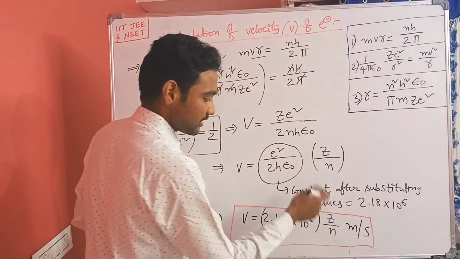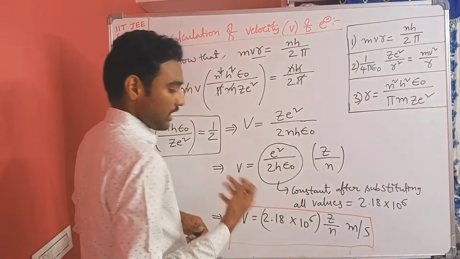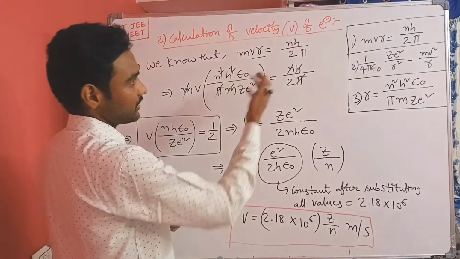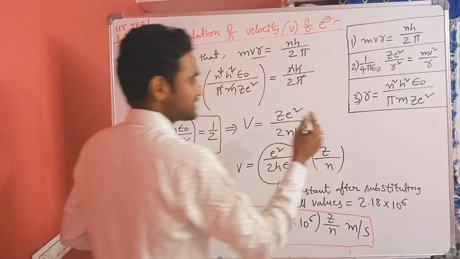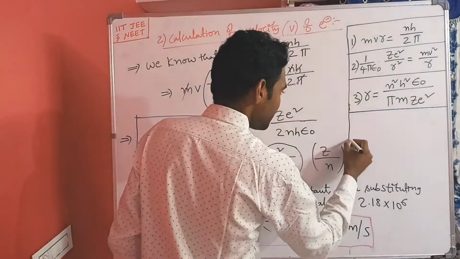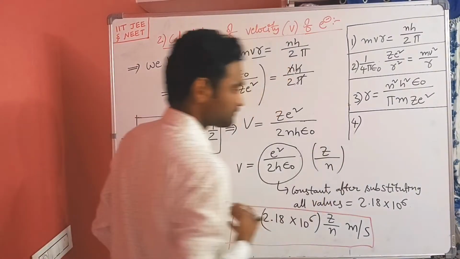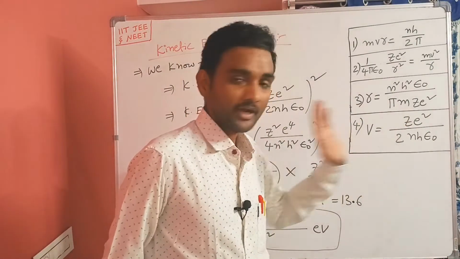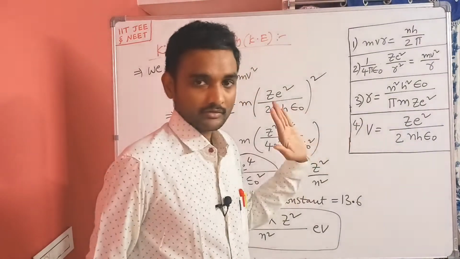Here Z in the sense atomic number, n in the sense orbit number, shell number. Have you understood? This is the velocity of electron. Okay, now this velocity of electron formula also I will write here. Velocity V is equal to Z e square by 2 n h epsilon naught. I wrote velocity here.